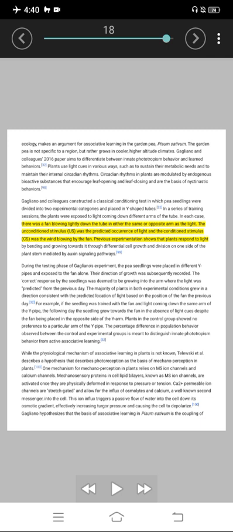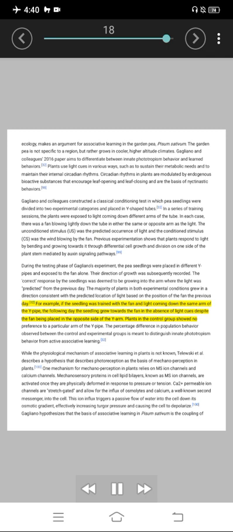During the testing phase of Gagliano's experiment, the pea seedlings were placed in different Y-pipes and exposed to the fan alone. Their direction of growth was subsequently recorded. The correct response by the seedlings was deemed to be growing into the arm where the light was predicted from the previous day. The majority of plants in both experimental conditions grew in a direction consistent with the predicted location of light based on the position of the fan the previous day.